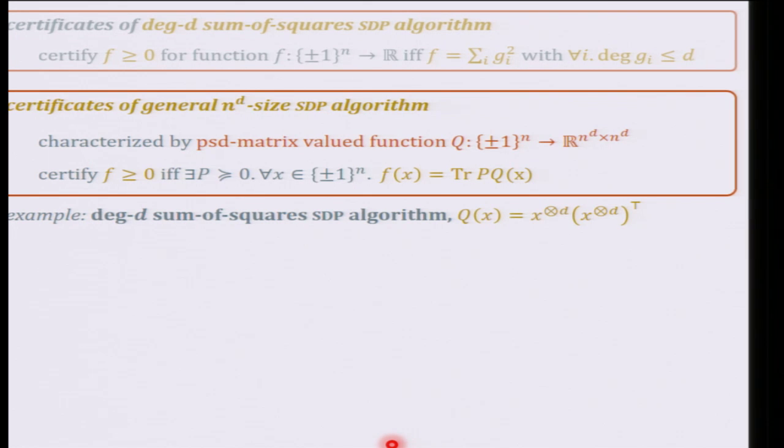And this was our choice of Q. Okay. And so in general, the way you generate certificates from this single PSD matrix valued function is by taking a PSD matrix P and you use this PSD matrix P to flatten the function Q to a real valued function.